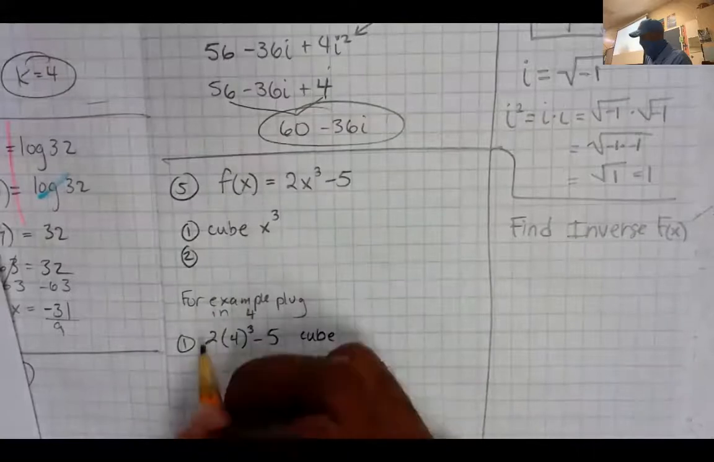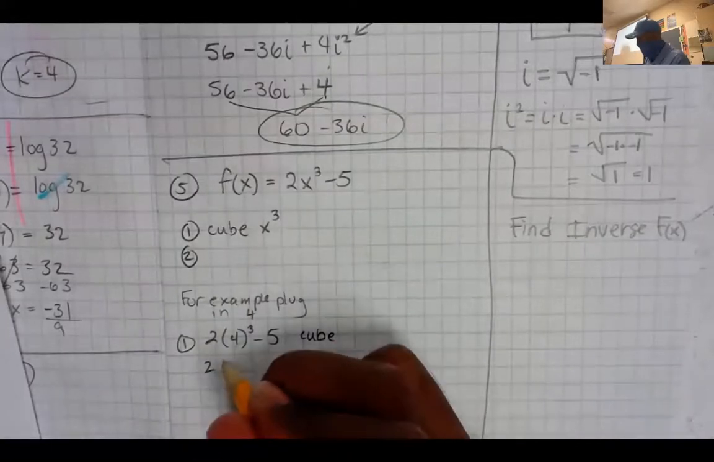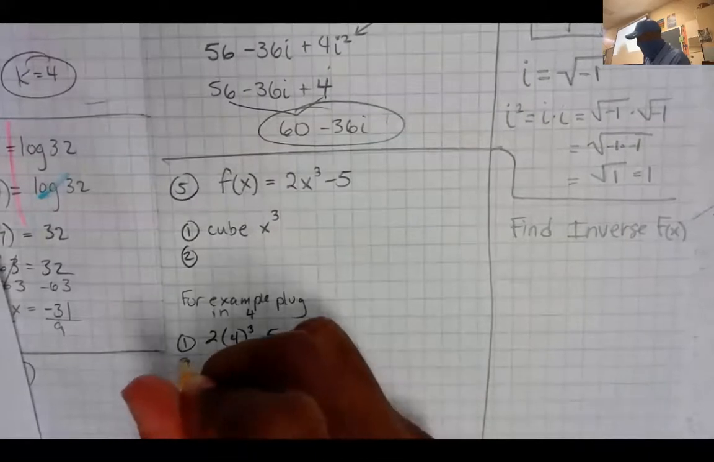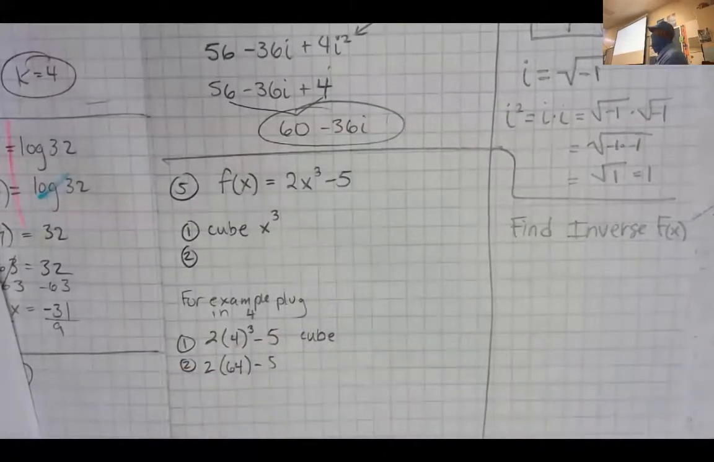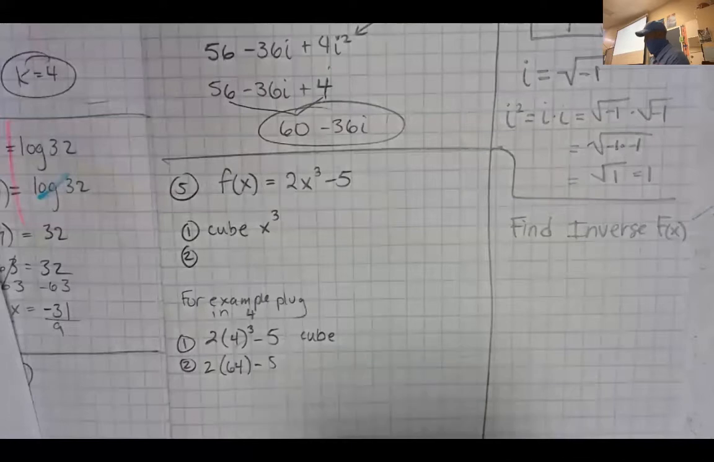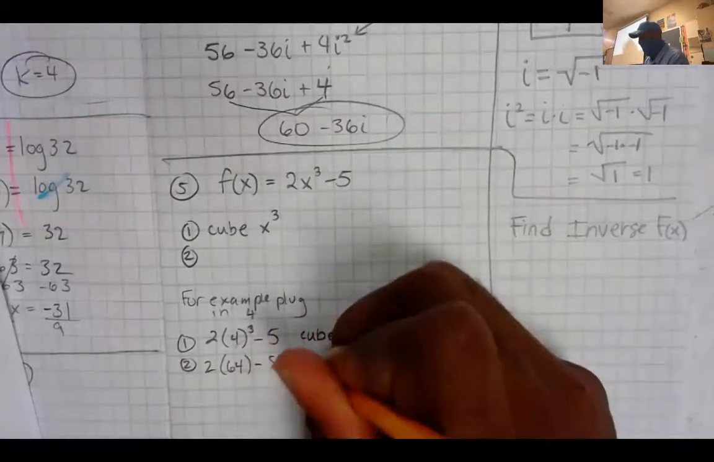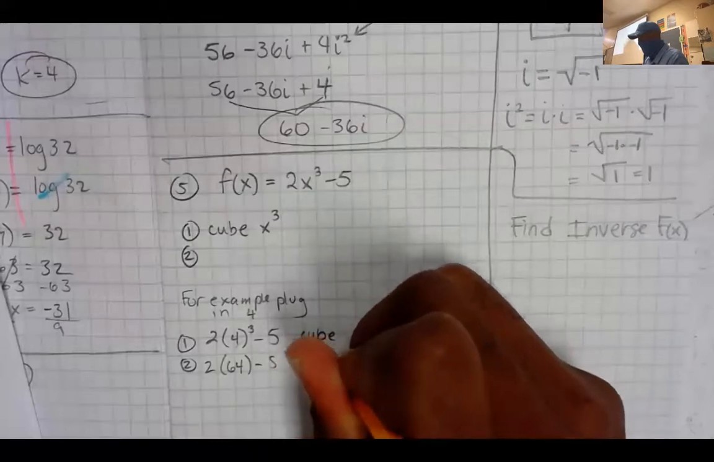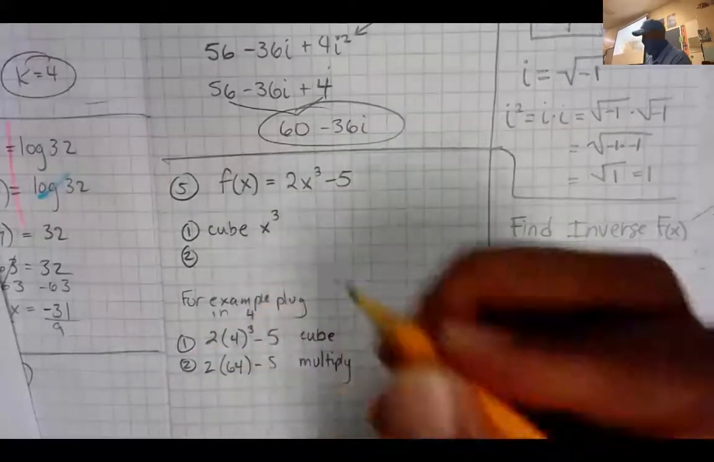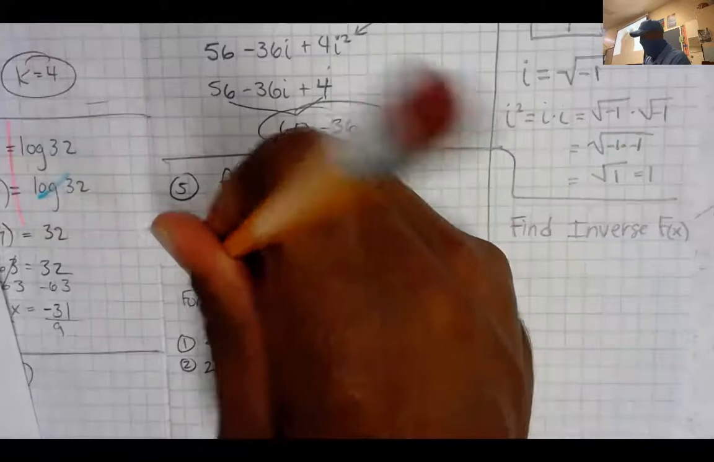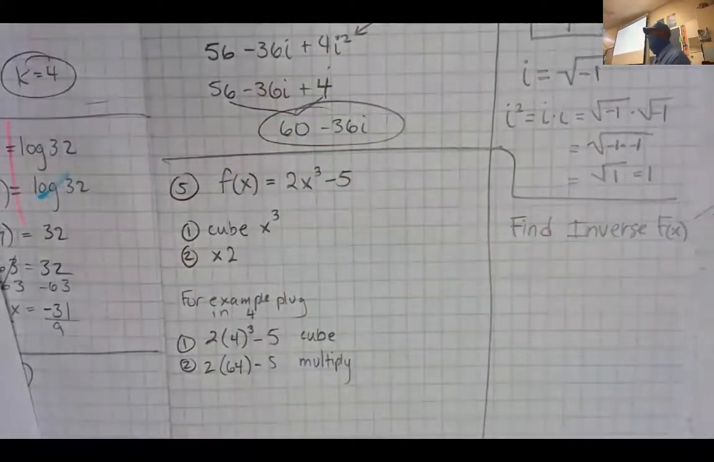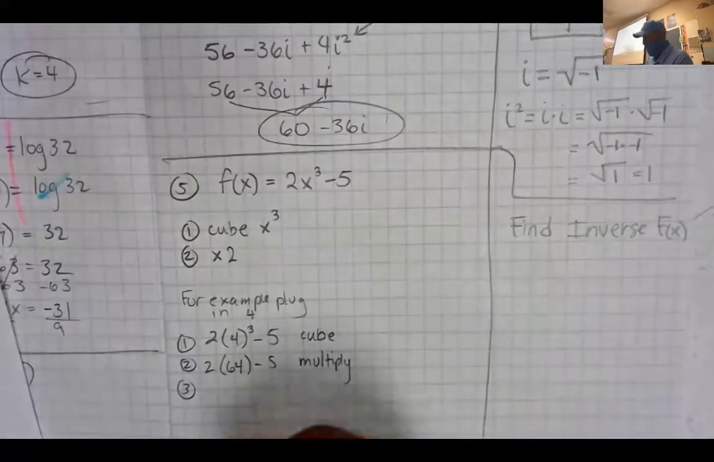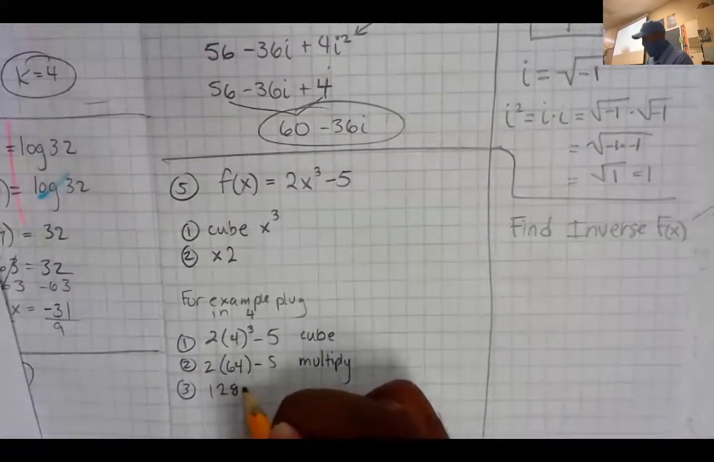So does anybody know what 4 cubed is? 4 times 4 times 4? Mm-hmm. All right, so that's the first step. What would be the next step? Multiply. Okay, multiply what? 64 by 2. Okay, so you're going to multiply 64 by 2. So that means up here, my next step would be to multiply by 2. All right. So that times 2, 128.